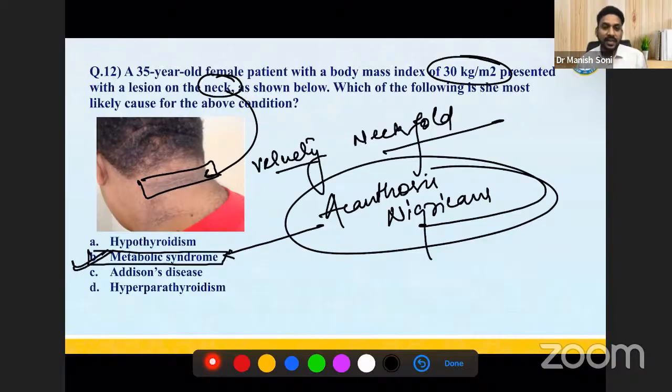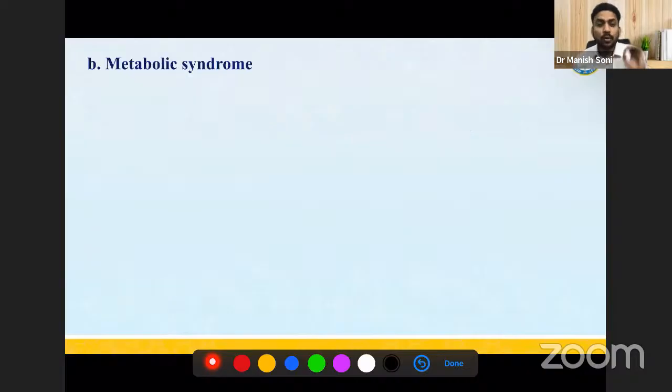Okay, so this is a case of acanthosis nigricans. Does acanthosis nigricans only occur over the neck? No, it can occur over any fold. So generally it involves folds like axilla, groin, neck folds.